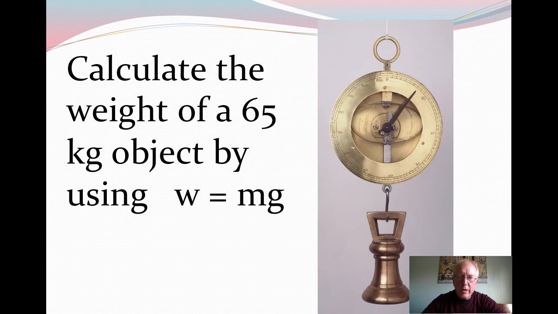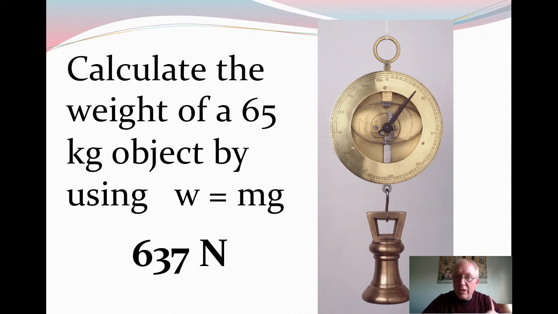Calculate the weight of a 65 kilogram object using W = mg and see what you come out with. After a quick pause, you can come back, and now that you are back, you would have gotten an answer of 637 newtons. Now remember here, this is good on Earth at sea level when the acceleration due to gravity is 9.8 meters per second squared. But that's not the case everywhere in the universe, so this is good for on Earth.